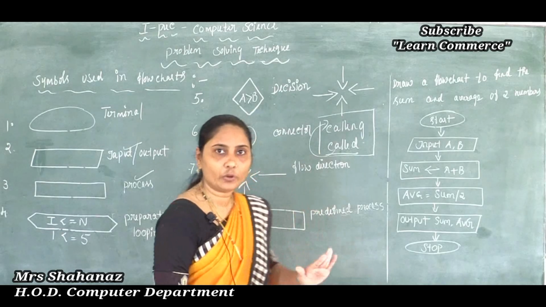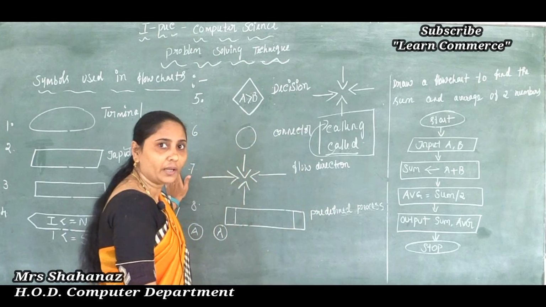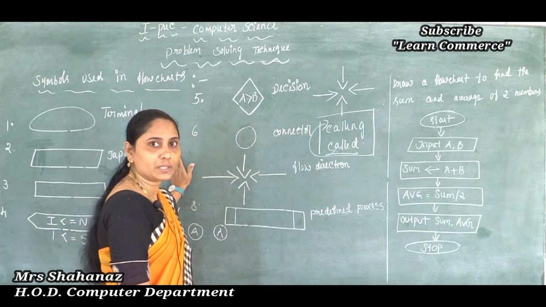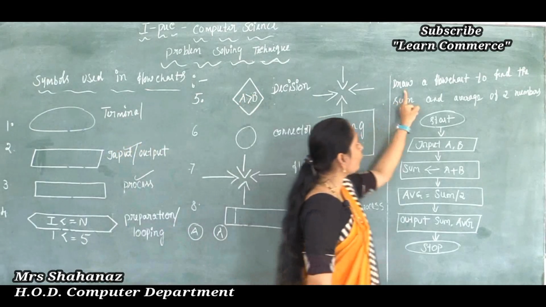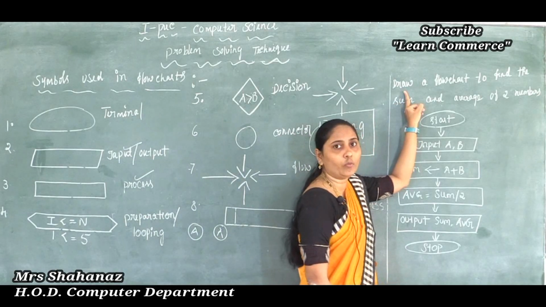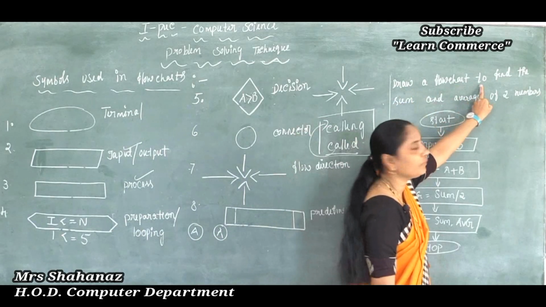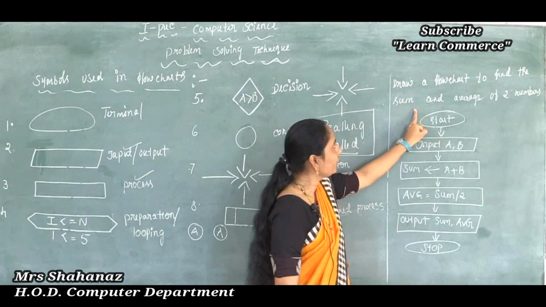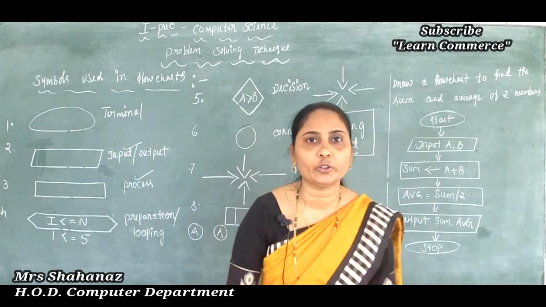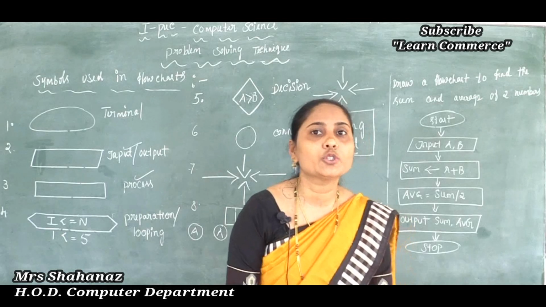To complete the flow chart we need to use some of the symbols depending on the steps of the algorithm. So is the question clear to everyone? Do you know what the question is? We are going to complete the flow chart, and the question is to find the sum and average of two numbers.